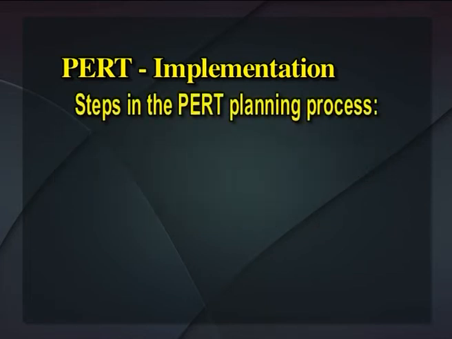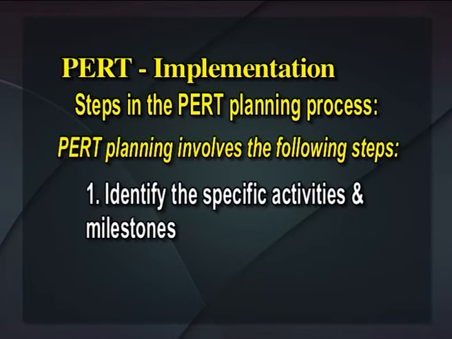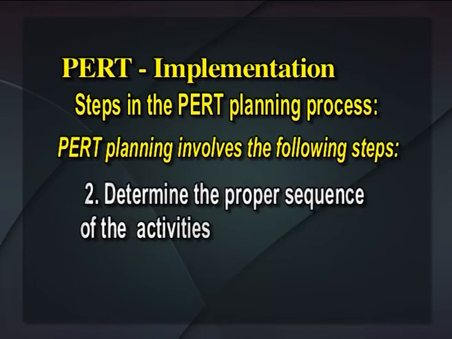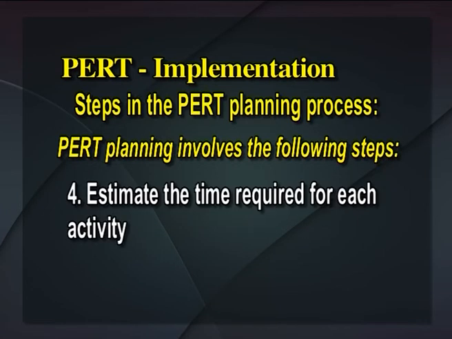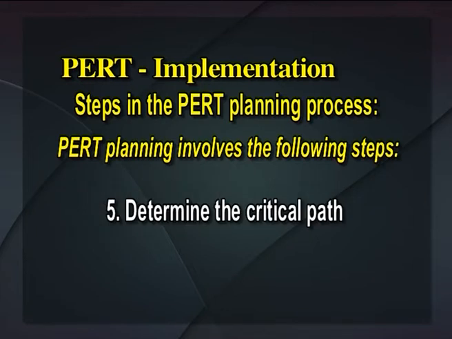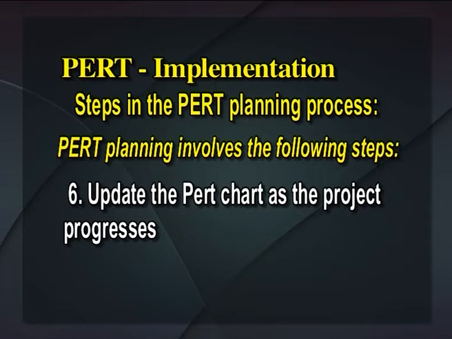Following are the steps in the PERT planning process. PERT planning involves the following steps. First is to identify the specific activities and milestones. Second, to determine the proper sequence of the activities. Third, to construct a network diagram. Fourth, to estimate the time required for each activity. Fifth, to determine the critical path. And sixth is to update the PERT chart as the project progresses.